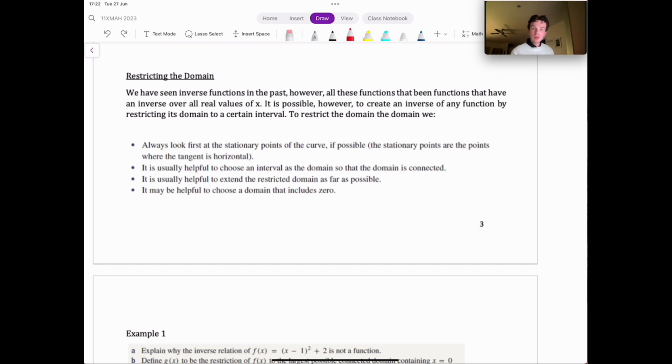So restricting the domain, we have seen in inverse functions that all these functions have an inverse over all real values of x. That's a lie. We did restrict the domain. It is possible, however, to create an inverse of any function by restricting its domain to a certain interval. To restrict the domain, we always look at the stationary points of the curve. It's helpful to choose an interval as the domain so that the domain is connected, so we don't want to choose a domain over any asymptotes. It's usually helpful to extend the restricted domain as far as possible, and it may be helpful to choose a domain that includes 0.